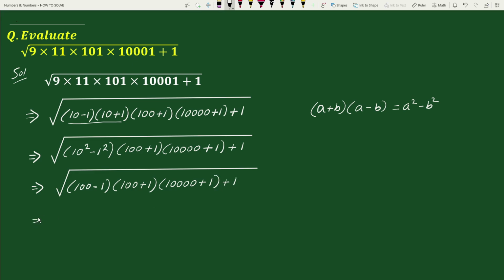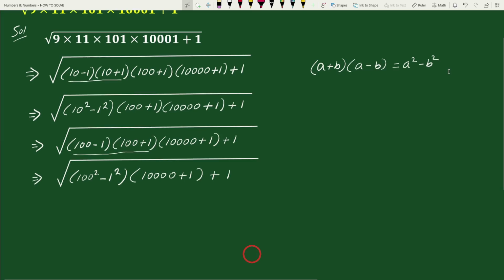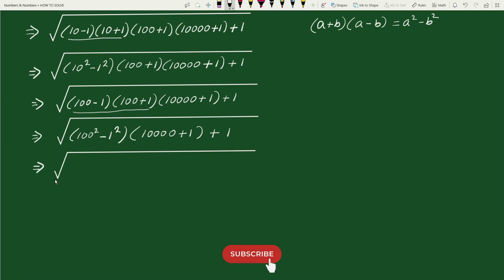This equals the square root of, again you can see here 100 minus 1 times 100 plus 1 is of the form a plus b times a minus b. So we can write this as 100 square minus 1 square, times 10,000 plus 1, plus 1. This equals the square root of 100 square will be 10,000, minus 1 square will be 1, times 10,000 plus 1, plus 1.